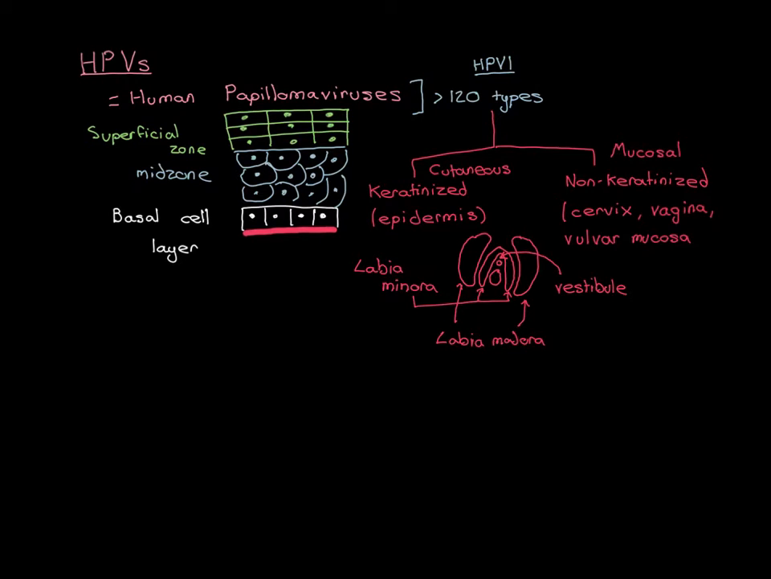Do not take this as the perfect picture of the anatomy of the female external genitalia. Okay, so also coming now to the male external genitalia, there is mucosal squamous stratified epithelium there.